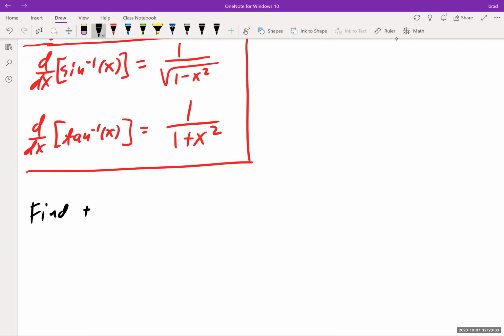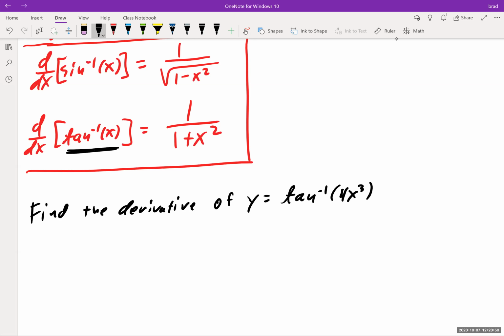Find the derivative of y equals tan inverse of 4x cubed. Now notice this is just tangent inverse of x, but somebody came along and put a 4x cubed in there. We know how to deal with that. That's the chain rule. So y prime is equal to, now it says that if you want to take the derivative of tan inverse or arctan, you just do 1 over 1 plus x squared.